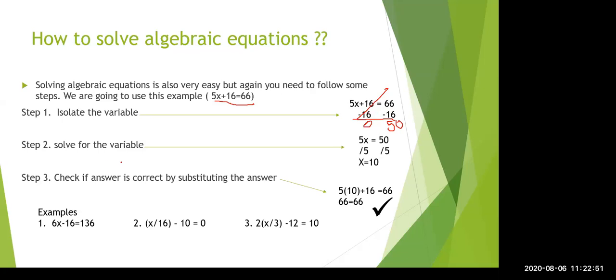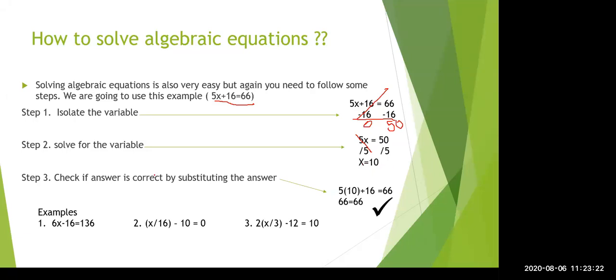Now what we have to do is solve for the variable. Again, we do the opposite operation. Since this is 5x, you're multiplying 5 and x, so you have to divide by 5 on both sides. 5 divided by 5 equals 1, so you can just cancel that out. And 50 divided by 5 equals 10. So x equals 10.